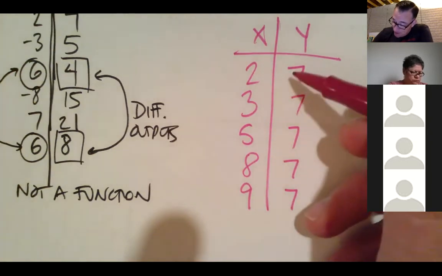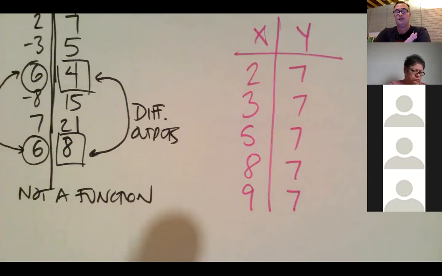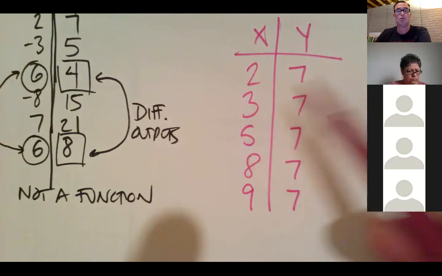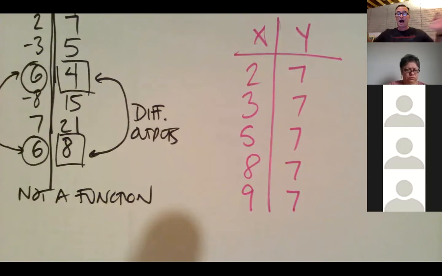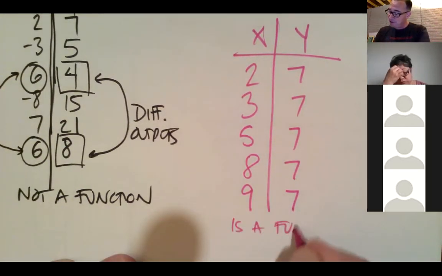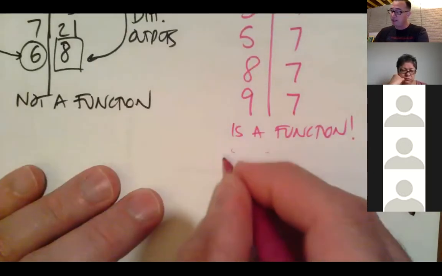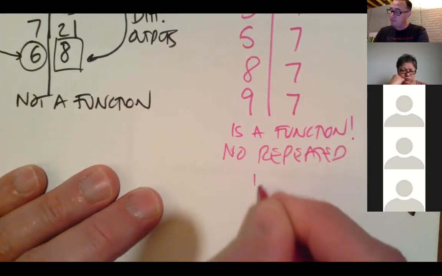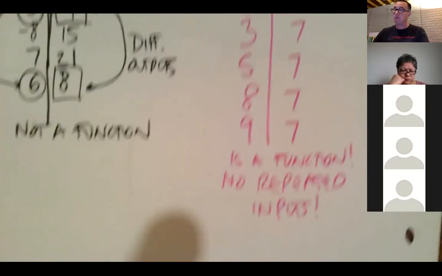Now, the output is repeated, but it doesn't matter if the output is repeated as long as none of my inputs has more than one output. Each input is only paired with one thing. That's okay. I'm following my definition. This is a function because I have no repeated inputs. As long as my inputs don't repeat, I'm good.